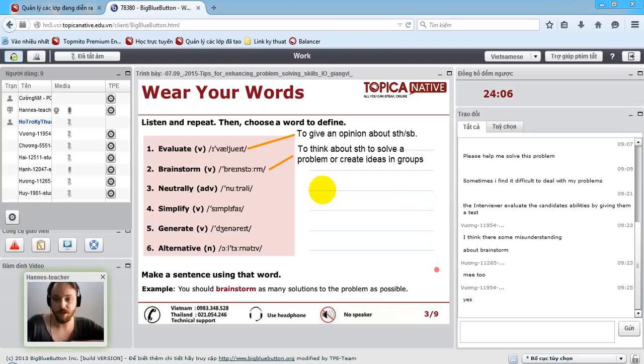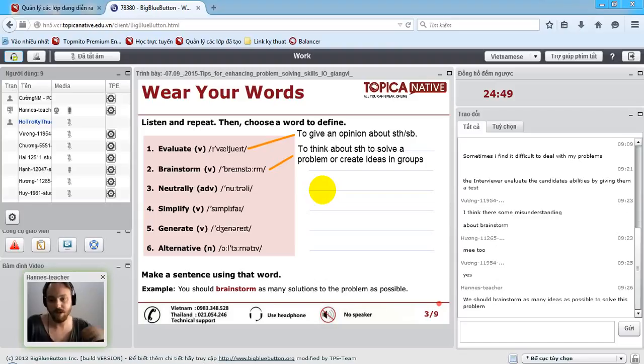So brainstorm, the verb in a sentence, Hein. Yes, we should brainstorm as many solutions as possible to solve this problem. Okay, sorry. We should brainstorm as many ideas as possible to solve this problem. Excellent. There we go. So we should brainstorm as many ideas as possible to solve this problem. That's excellent. And that's a perfect sentence using brainstorm as a verb there. But I understand the confusion. Thank you so much, Hein.